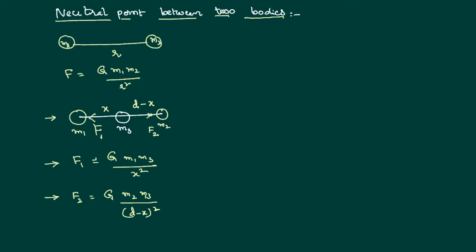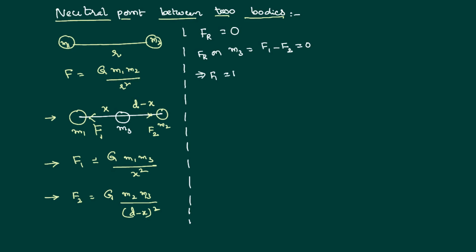But as per our condition, the resultant force acting on the point m3 has to become 0. F resultant on m3 is F1 minus F2, because these two are acting in opposite directions, and it shall be equated to 0. That implies force 1 shall be equal to force 2. We know the values of force 1 and force 2. Let us just equate them.